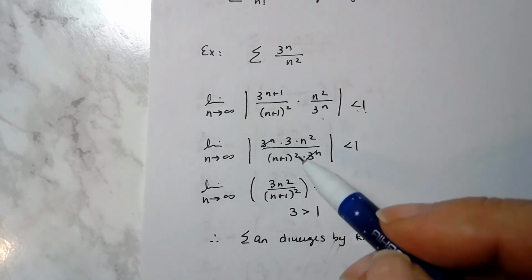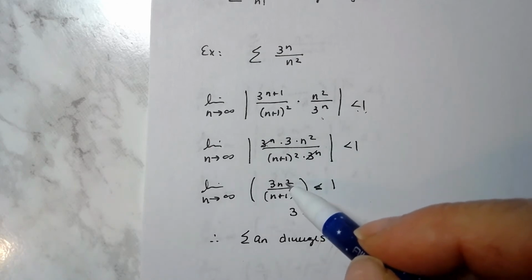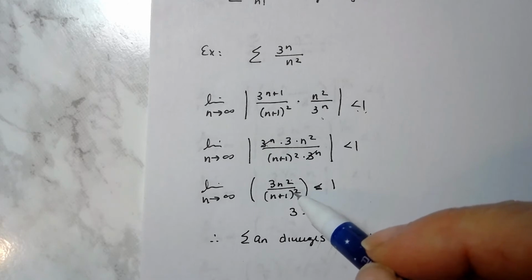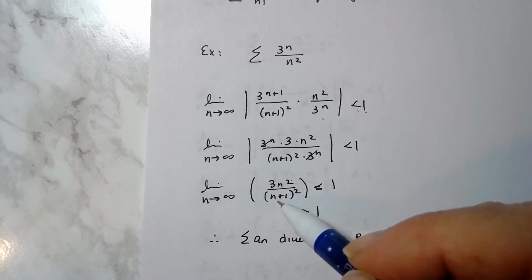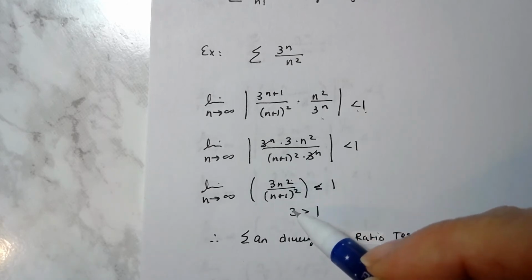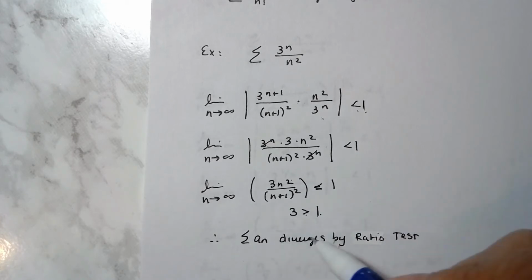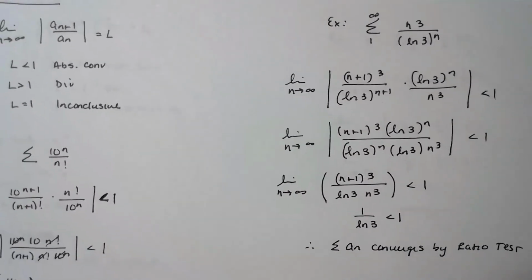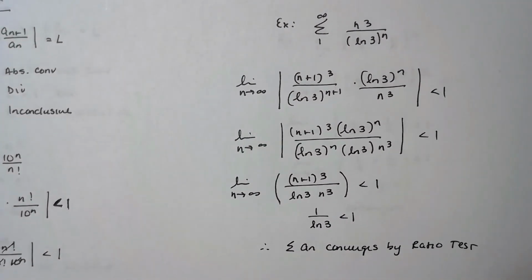Now, the degrees are the same, n squared here and n plus 1 quantity squared is going to give me an n squared in the bottom. So the limit of that thing is 3. That's bigger than 1. So I would say that my series diverges by the ratio test. And here's one more little weird one, or quirky one. It's no big deal.